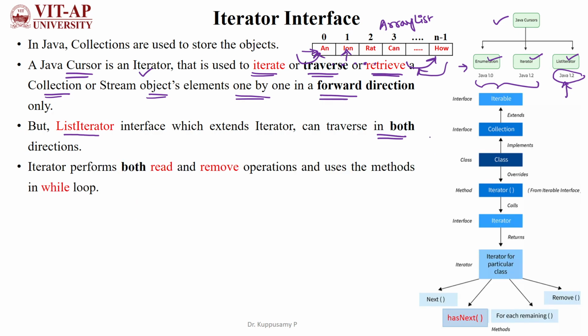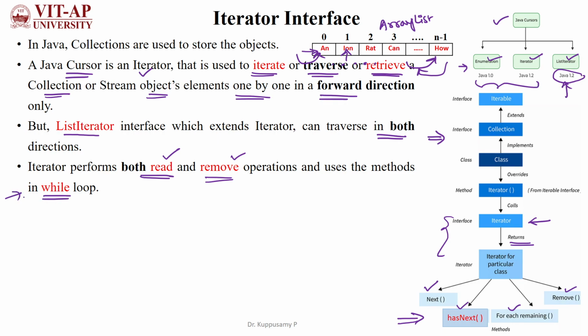This diagram indicates the Iterator interface, which is defined here. The Iterator interface will return the elements by iterating one by one using these methods: the next method, the hasNext method, the forEachRemaining method, and the remove method. So the Iterator interface is used to iterate the elements one by one. At the same time, it will read the element, and it can also do the remove operation by using these iterator methods.